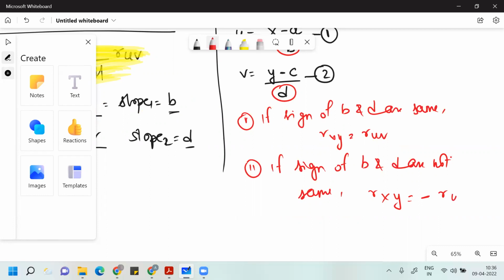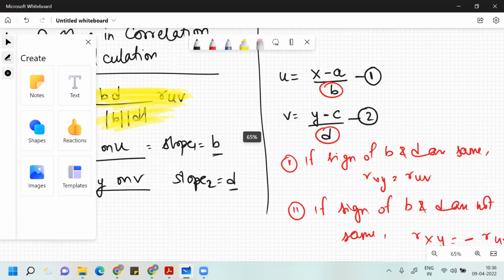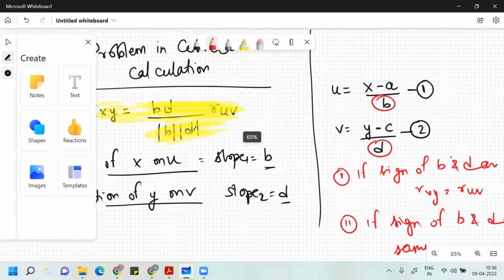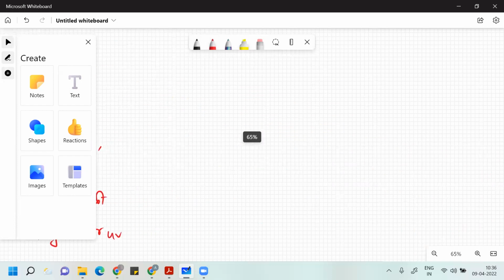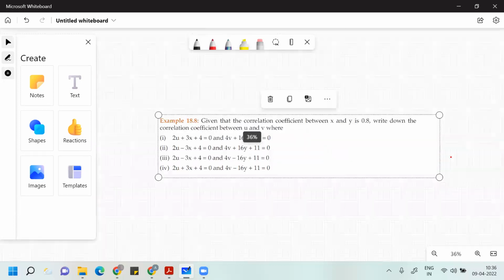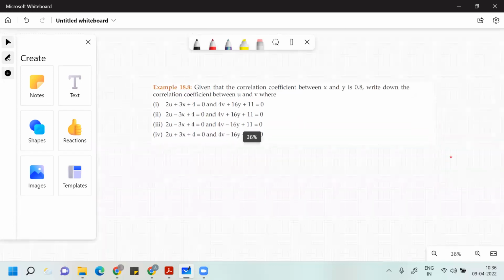Very simple, guys. You might be finding it difficult and wondering what sir is doing, but let me do the problem and you'll understand. Suppose this is the problem, guys.